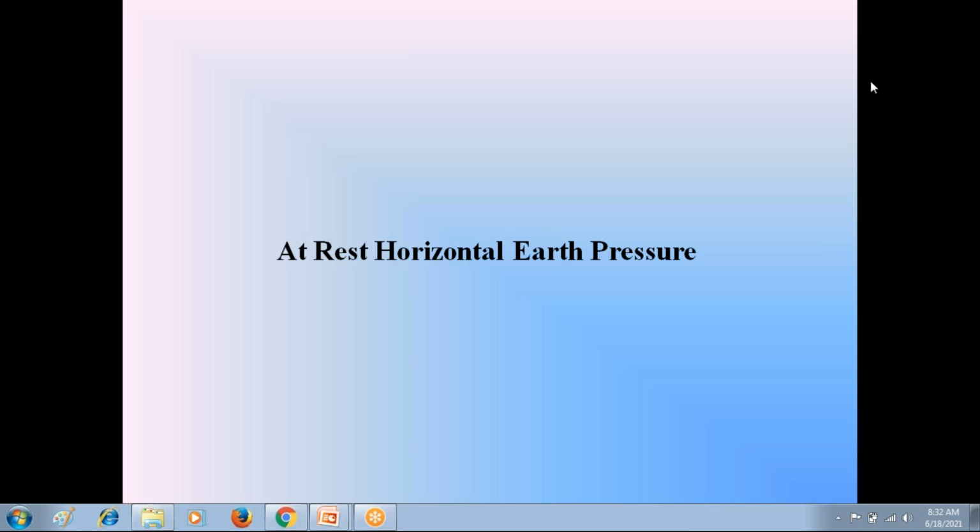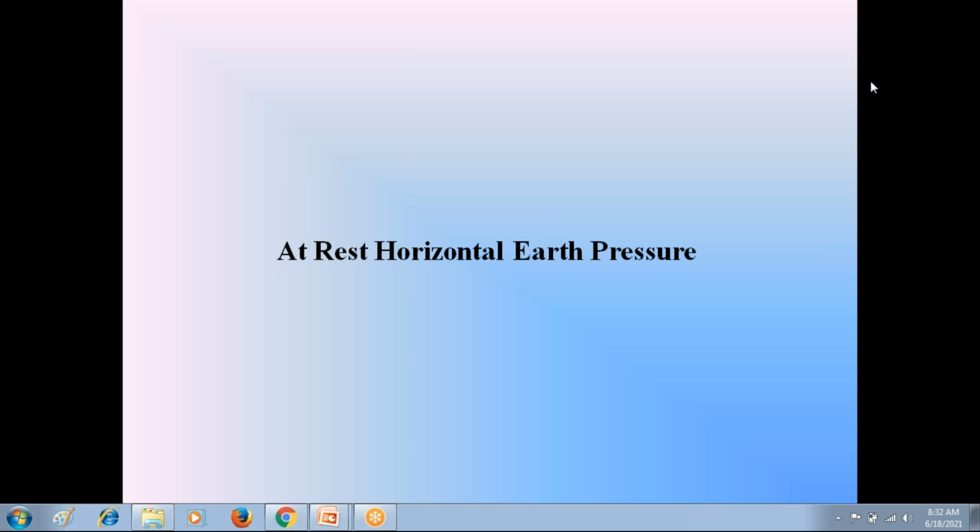Sigma h along the x-axis is perpendicular to this plane of the element, and sigma v, the vertical stress, is perpendicular to another plane of the element. Sigma h is also perpendicular to this plane of the element. So these three stresses are normal stresses. They are not shear stresses. The three stresses acting on the soil element are normal stresses.